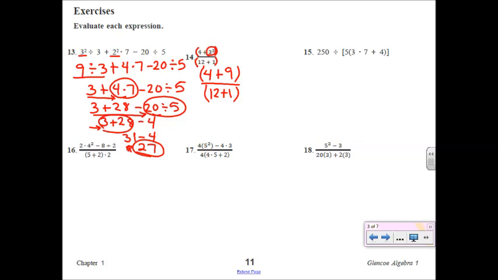So 4 plus 9 is 13. 12 plus 1 is 13. And now that I have just a number on top of a number, I do the division. 13 divided by 13 is 1.